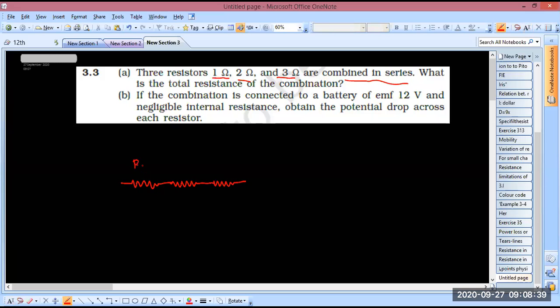So this is R1, R2, R3, all in series. What is the total? Again, total is actually the wrong word. We should write equivalent resistance. So R equivalent in series is of course 6 ohm.